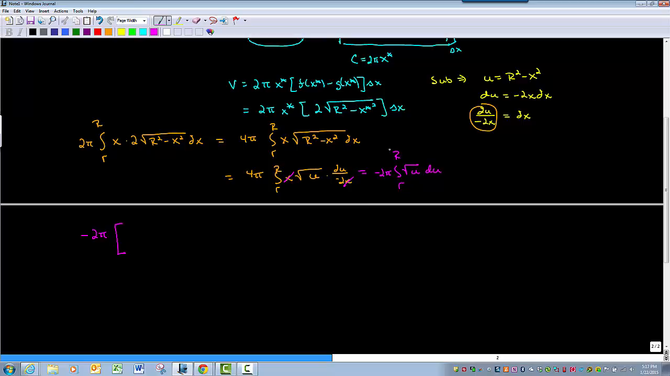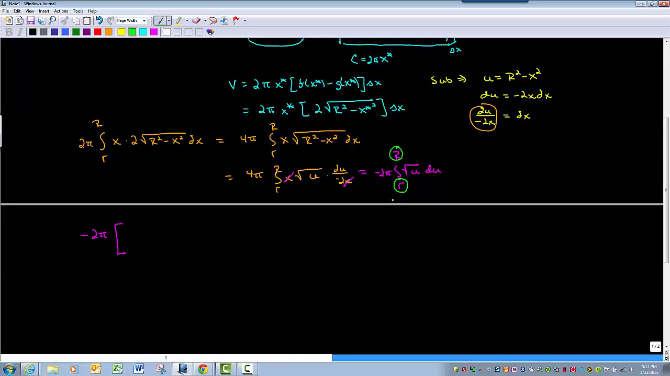Now, I didn't switch, and I probably should have here. I usually end up waiting to the end, my bounds for my integration. So when you do a u sub, you should switch these guys, right? Okay, so let's go ahead and switch those guys over here. Well, I'll switch them right here. So remember these guys were what x varied between. So x varied between little r and big R.